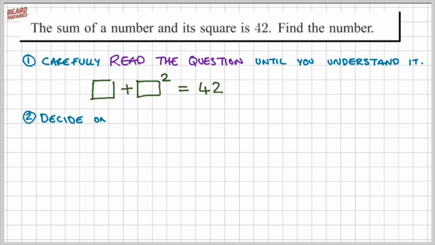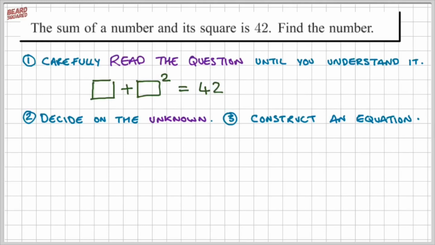Now for step 2, from our 6 steps, I'm going to decide on what to call the unknown, and in step 3 I'm going to construct an equation. So just for argument's sake, I'm going to call our unknown x, so x can represent the box. And to finish off the equation then, I'm going to say x plus x squared is equal to 42.